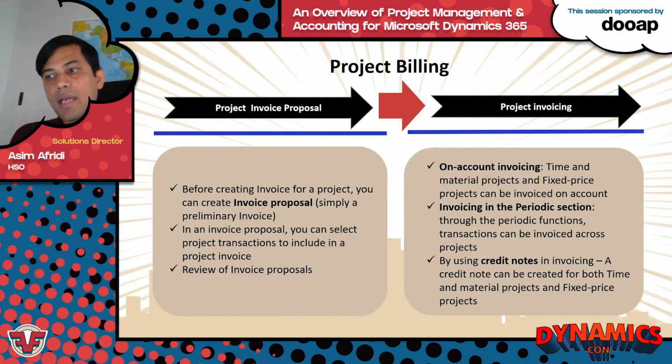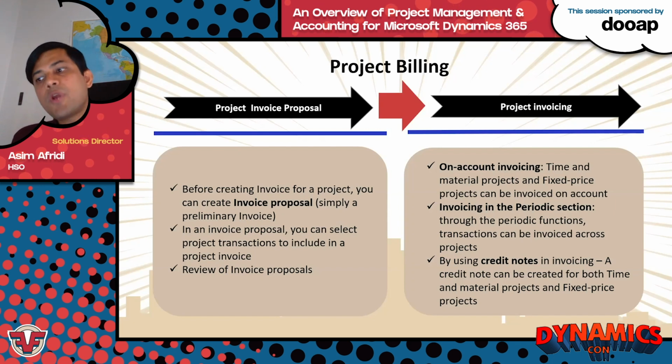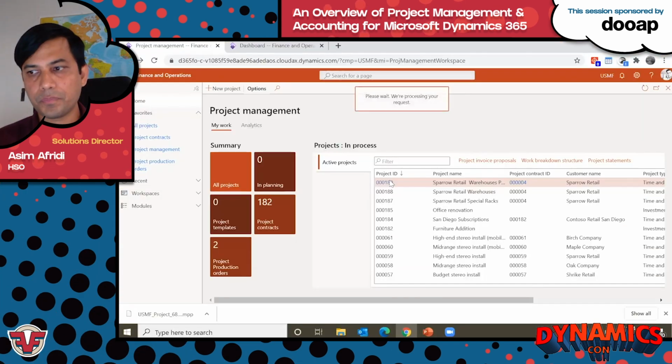Just to recap here, there are the following three ways in which we can do invoicing on the project. On-account invoicing: as you can see on the deck, time and material projects and fixed price projects can be invoiced on account. Different types of on-account setups are required for each project type. Invoicing in the periodic section: through the periodic functions, transactions can be invoiced across projects. The periodic functions provide an overview of the transactions that must be invoiced or that are being included. And lastly, by using credit notes in the invoicing, a credit note can be created for both time and material and fixed price projects in case we need to issue any credits to the customers.